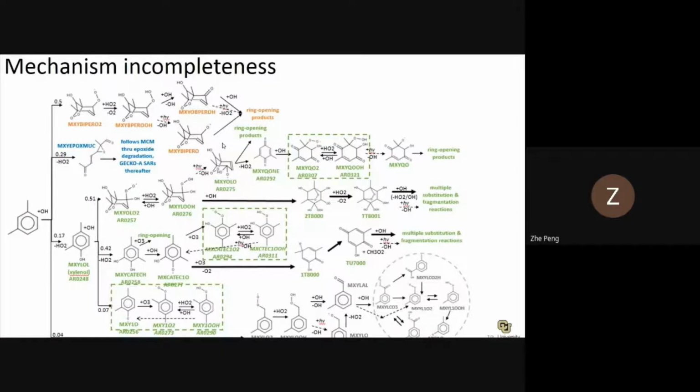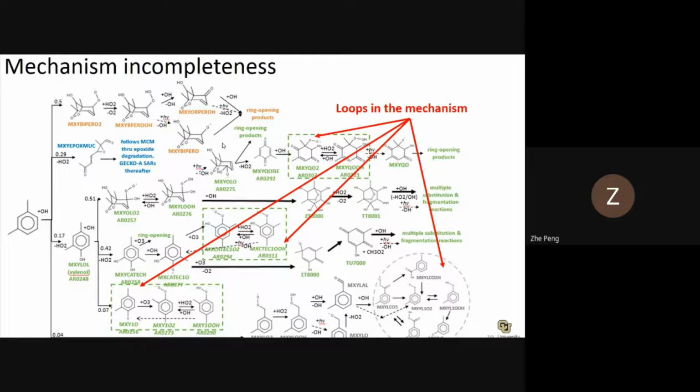But this scheme is not complete, even though we made a major update to the MCM version, because there are several loops in the mechanism. For example, this one: R2 reacts with HO2 to form hydroperoxide. Then it can react with OH to convert back to R2. This interconversion within a loop is usually fast, and faster than its exit channel. If we can't find some slow exit channel for the loop, the turnover number of the loop can be significantly artificially high. And we will see examples of this later.